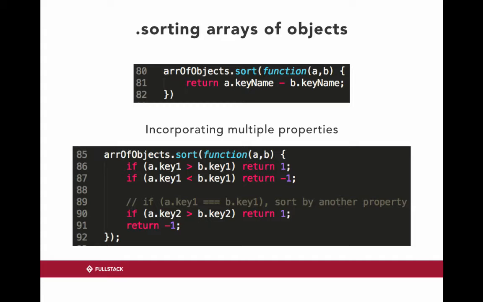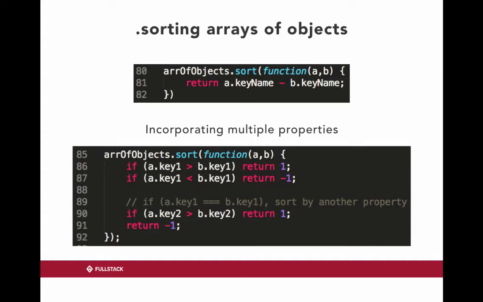So then I say return 1. And I've returned a positive number, so A and B are going to switch places. However, if A.key1 is less than B.key1, return -1, which means move on to the next round and leave things as they are right now. Now let's say A.key1 and B.key1 are equal, which is the only way I'd make it past line 87.